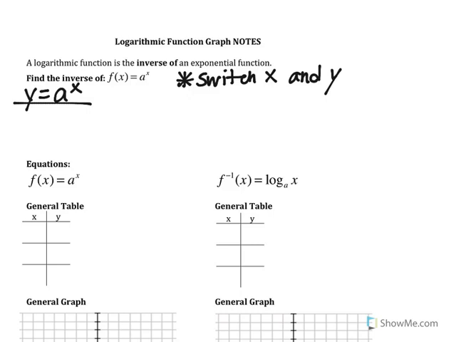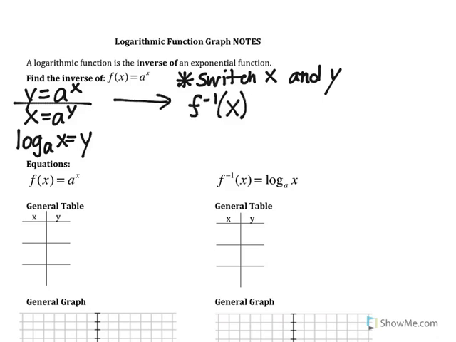So remember, when we find the inverse, we switch it. We're going to change that to log form. So therefore the inverse of this function is log base a of x. Now in reviewing an inverse, all we're doing is switching the x and the y.